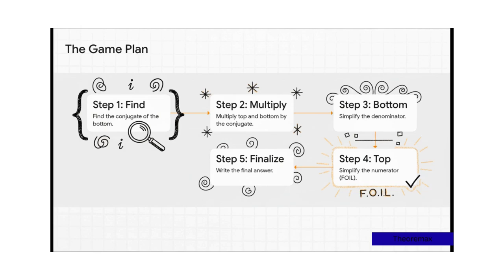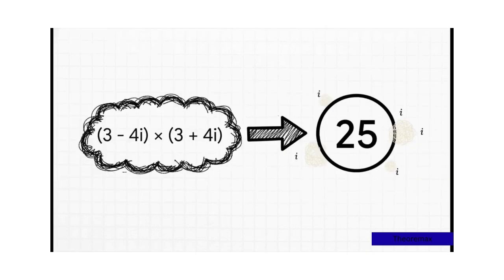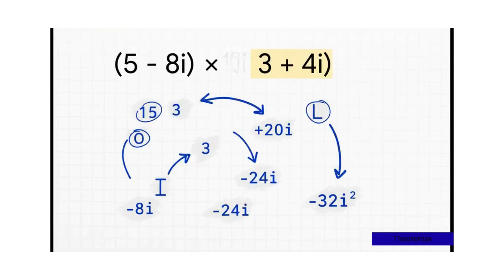Let's do it. First up, the denominator. We multiply it by its conjugate. But hang on a second. We've literally just done this exact problem. We already know this trick. The i's are going to disappear, and we're left with a nice solid 25. Step 1 done. All right, now for the top part, the numerator.